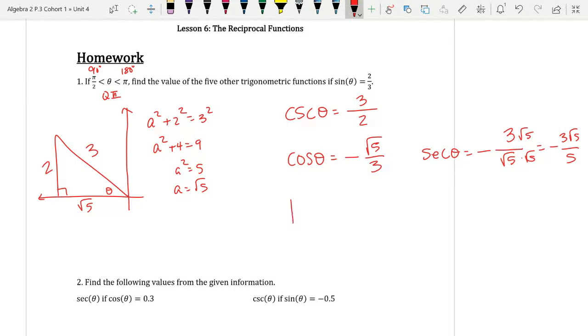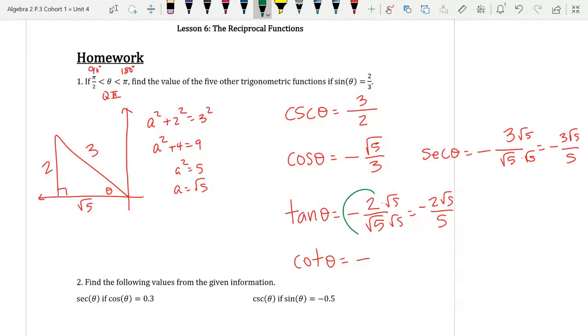The tangent value is also negative. It's opposite over adjacent. We can clean that up a little bit, rationalize it. So there's your tangent value. Your cotangent value is the reciprocal of tan, so it's also negative. Take the reciprocal before you did the rationalizing. So you want to take the reciprocal of this fraction here. That was the first ratio we found. So if I flip that, I get square root of 5 over 2. No rationalizing needed.